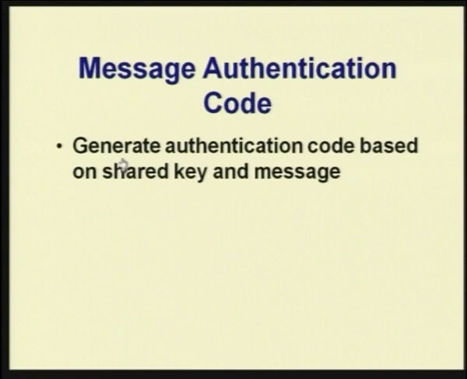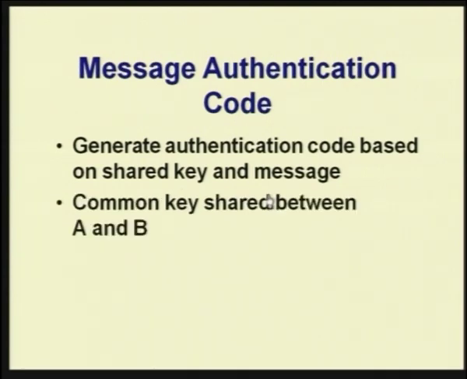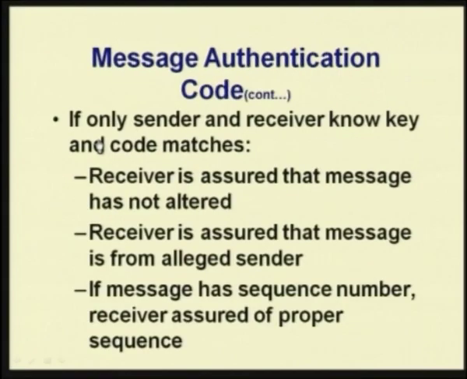So, what we do now is generate an authentication code, called the message authentication code, based on the shared key and the message. The common key, as I said before, is shared between A and B. Since only the sender and receiver know the key, the receiver does the same computation at the other end, and if the code matches, the receiver is assured that the message has not been altered.